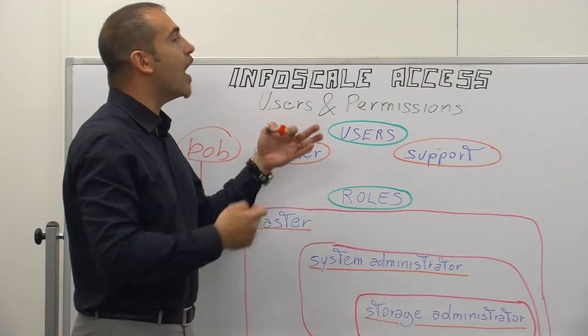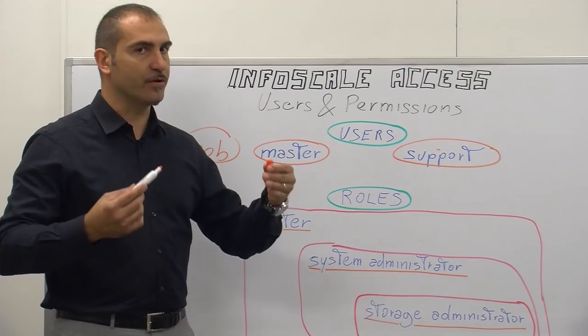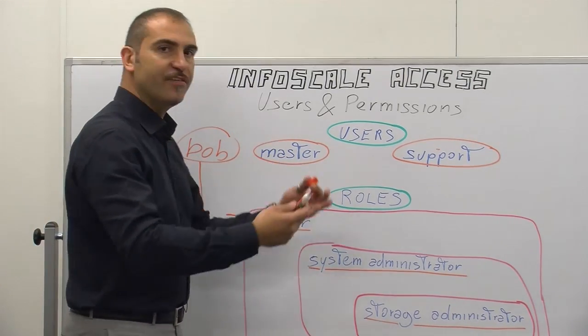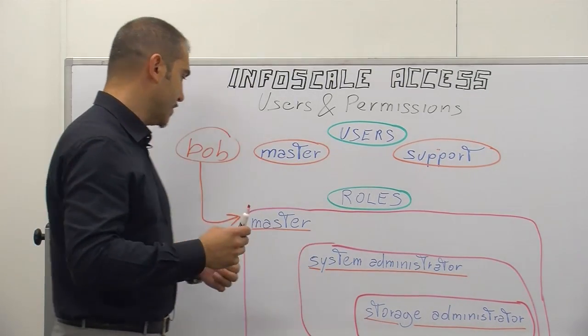A user with the master role can do everything that the master user does. You can create other users. You can administer storage. You can create file systems. You can do whatever you want.